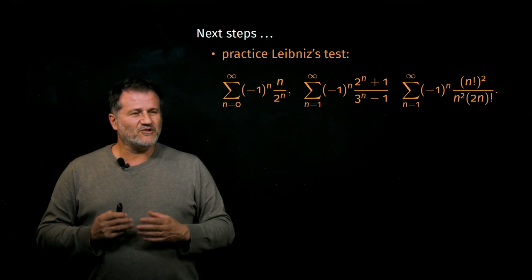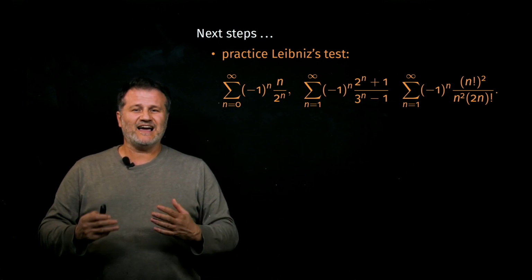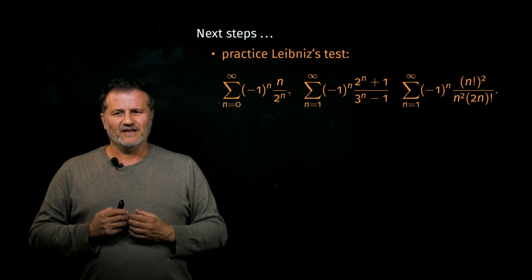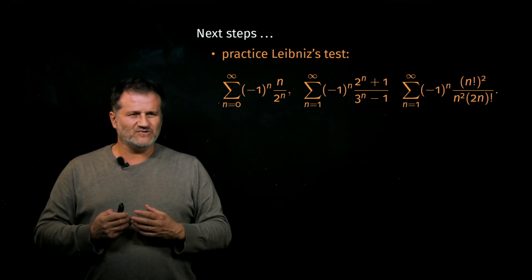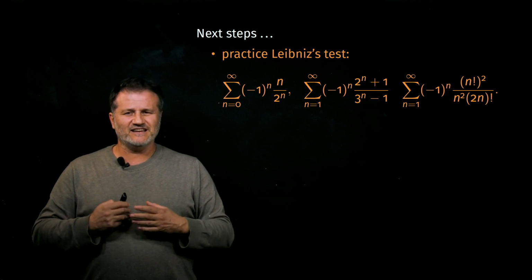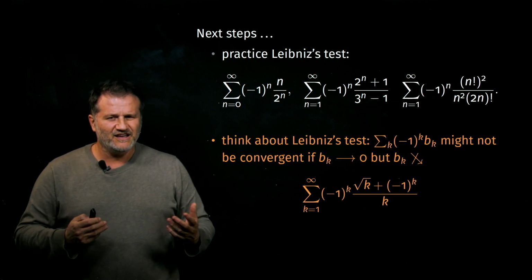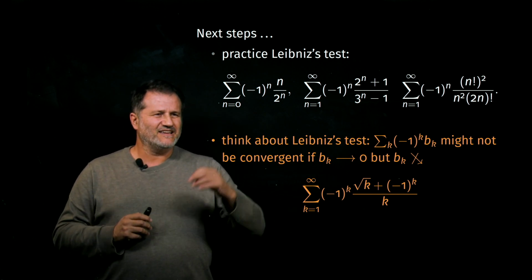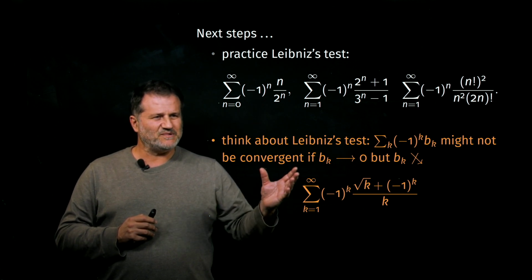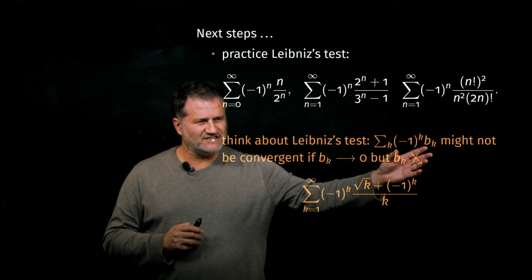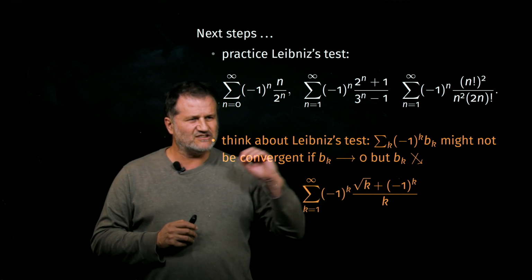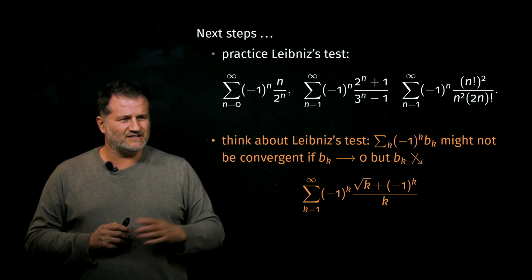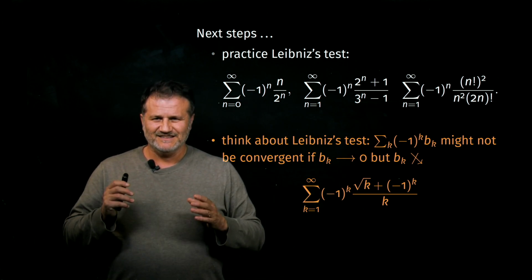Well, that's it. What can you do now? First, I recommend practicing the use of the Leibniz test with the exercise you see here. And if you want to improve your understanding, you could reflect on the validity of the Leibniz test once we remove the condition that b_k is decreasing. So what happens if you have an alternating sign series, minus 1 to the k times b_k, with b_k just going to 0? The suggestion is to think about this example. Good luck.